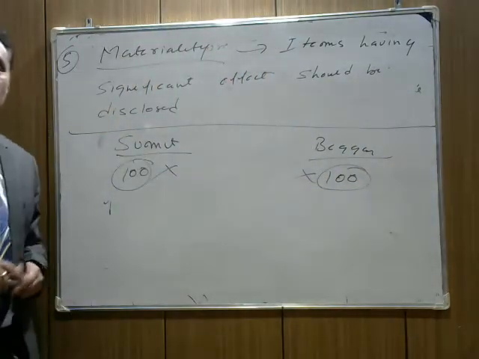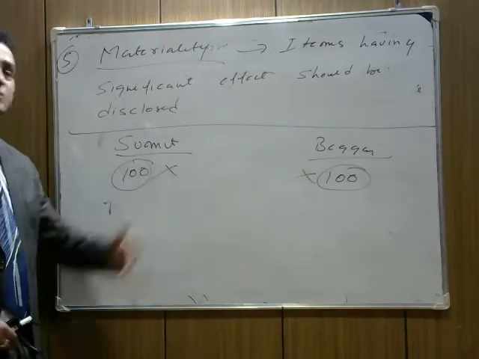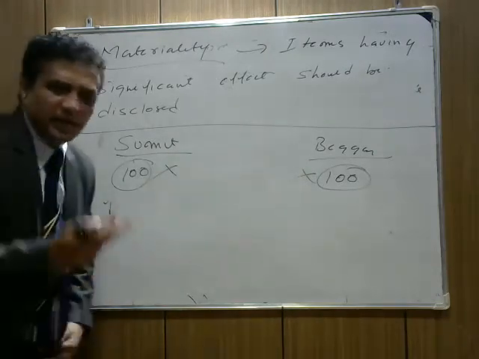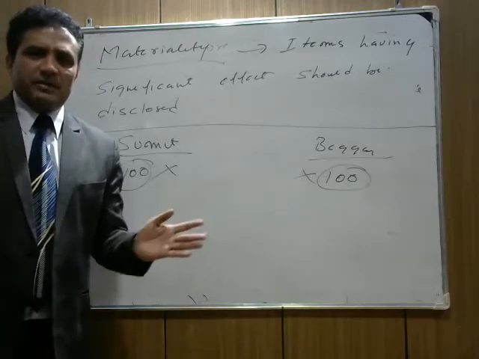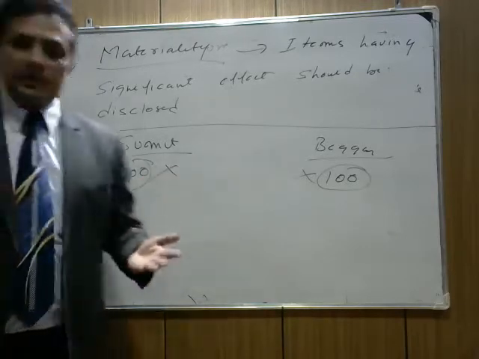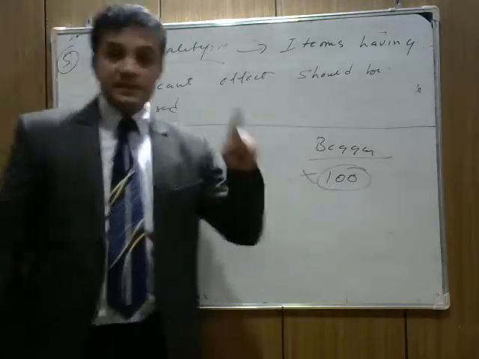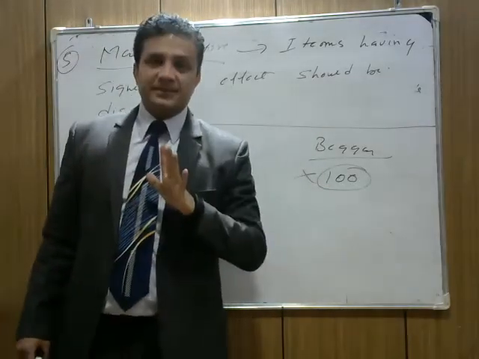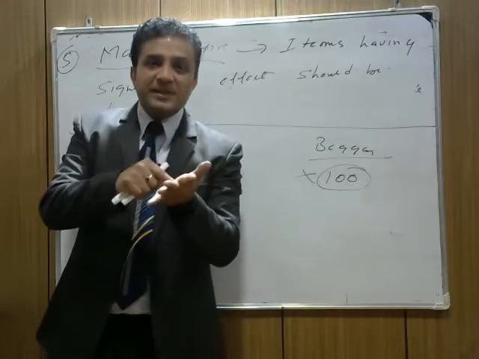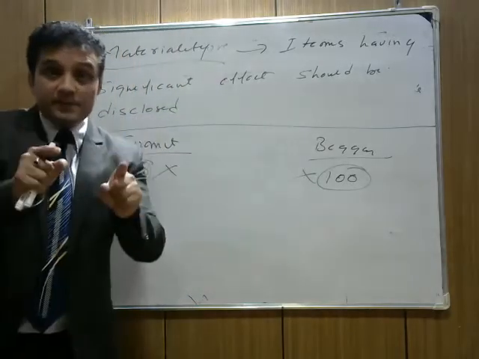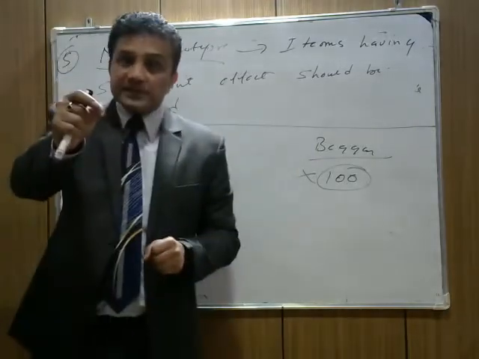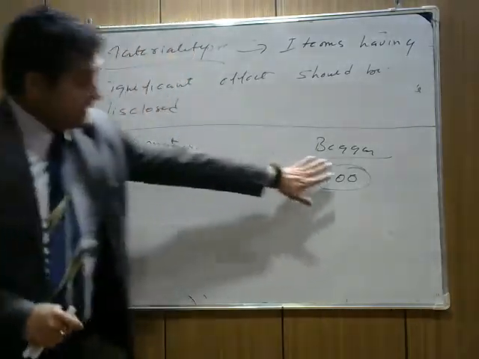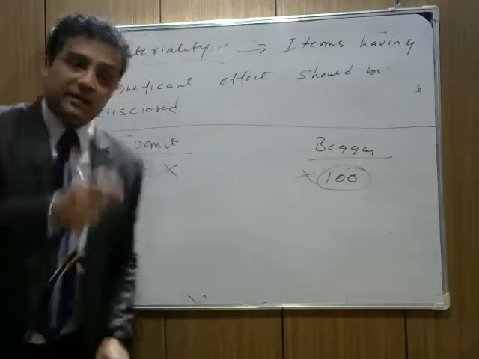This beggar loses 100 rupees. He also loses 100 rupees. Now, for whom does it matter most? Sumit says 100 rupees is lost. No one worries about this thing. It doesn't make any impact on me. But for the beggar, this 100 rupees matters. So what I'm saying is, items having significant effect should be disclosed.